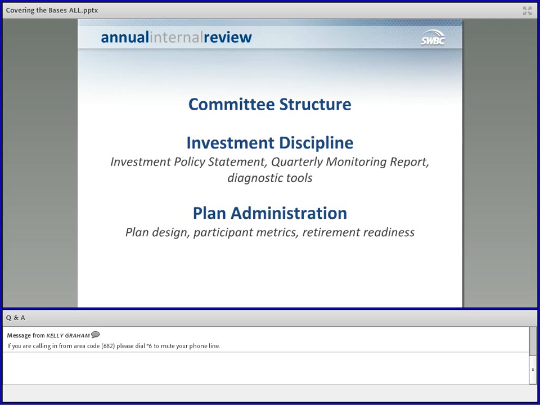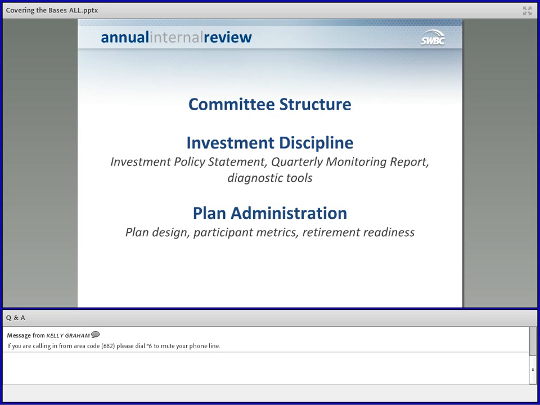You want to look at plan design. What are the participant metrics? Who's contributing? Which age groups? How much are they contributing? What are the retirement readiness programs that you may have in place? Make sure you have all these different pieces reviewed with your providers on an annual basis, and also do that internal review to make sure you have it in your files.